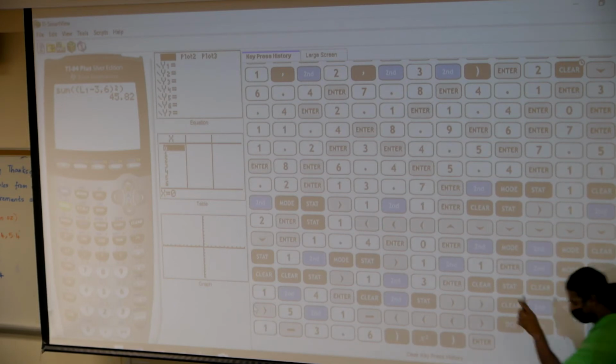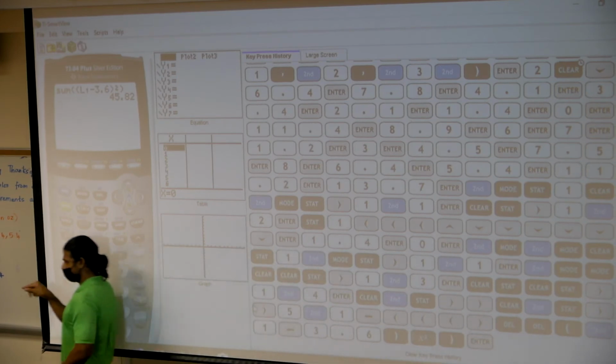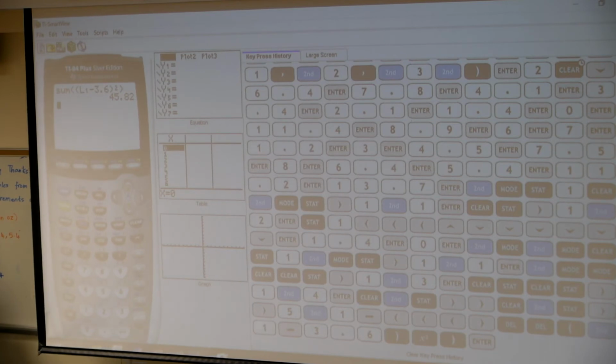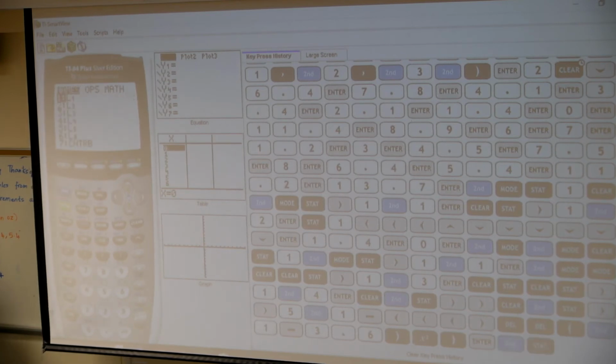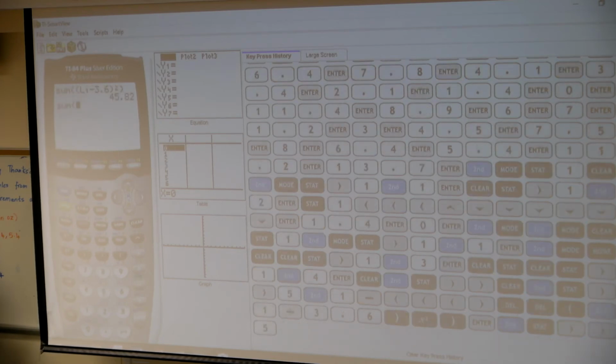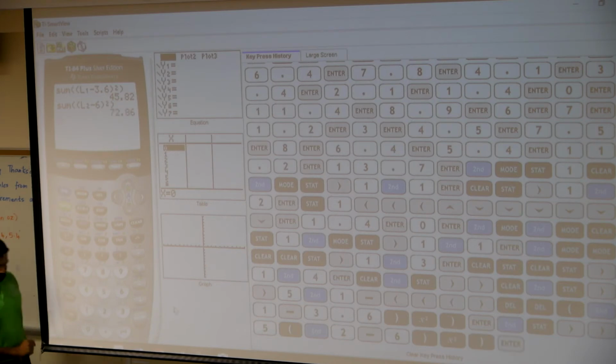Every single observation in the second group minus the mean of that group squared. How would we go about doing this? Second, stat, over to math, number 5. So, the parentheses are important. Second, 2, second group, minus the mean of the second group, which is 6, squared, sum over all of those, you get 72.86.